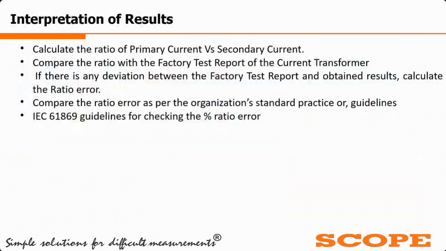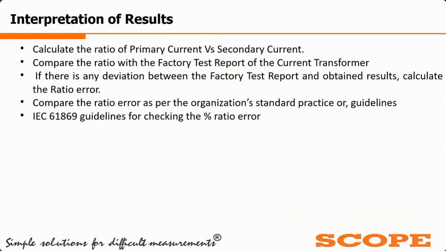For the interpretation of results, we can calculate the CT ratio by the formula primary current divided by secondary current, and we can check the relationship between them. Also, we can compare with the factory test report and find out the ratio error as per the factory test reports. If there is any deviation between the factory test report and the obtained result, calculate the ratio error.